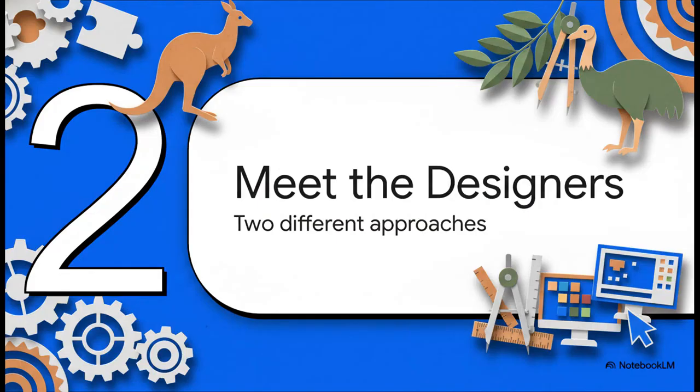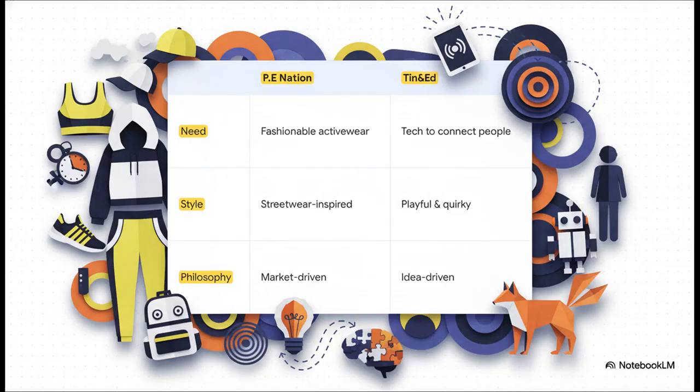Okay, so we've established that good design solves problems. But here's the catch. Not all designers tackle those problems the same way. So let's check out two really different Australian design teams to see how their unique philosophies work in the real world. And this chart just lays out their differences so clearly.